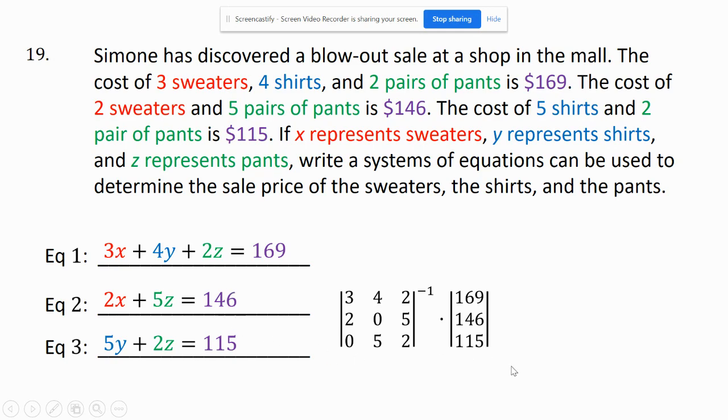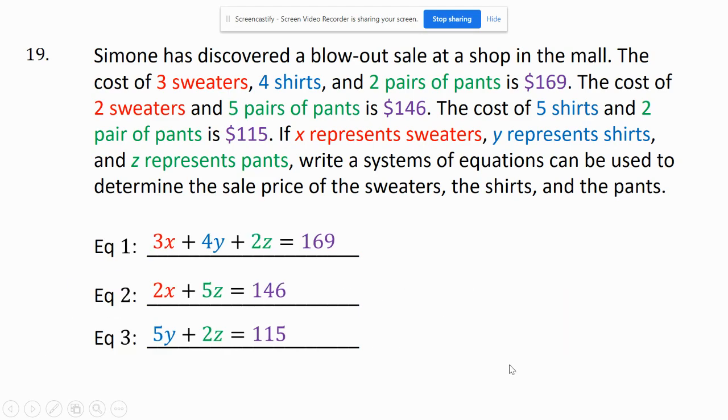If I type that in my calculator, I end up with 23, 15, and 20. So basically it's 23 for sweaters, 15 for a shirt, and 20 for a pair of pants.